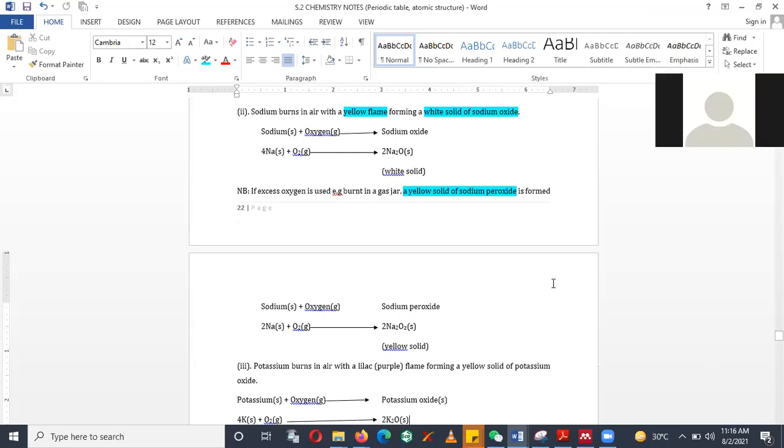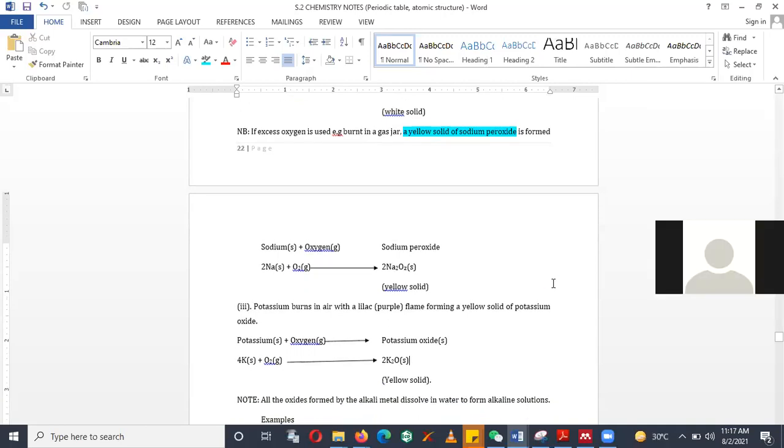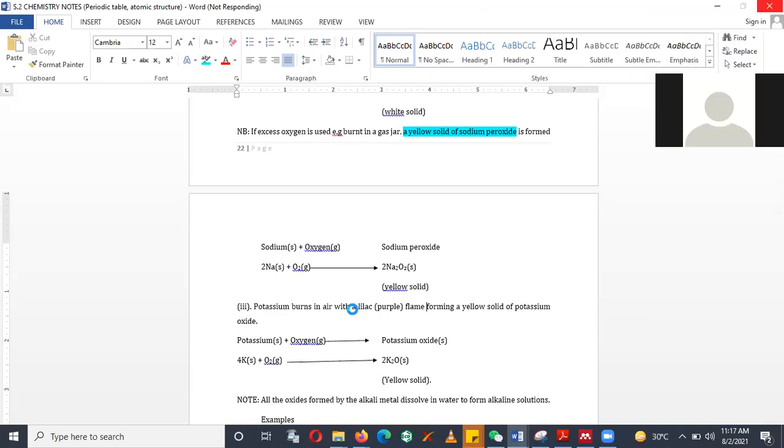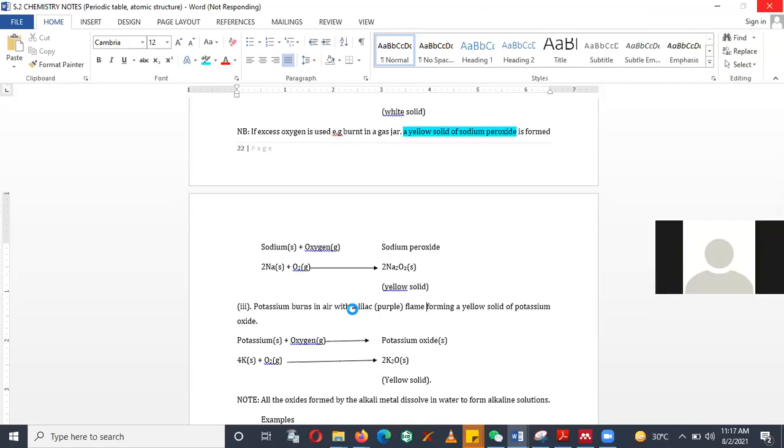Angel. Teacher, potassium also burns in oxygen with a lilac flame and forms potassium peroxide. Yes, a white solid of potassium peroxide. Yes, perfect.